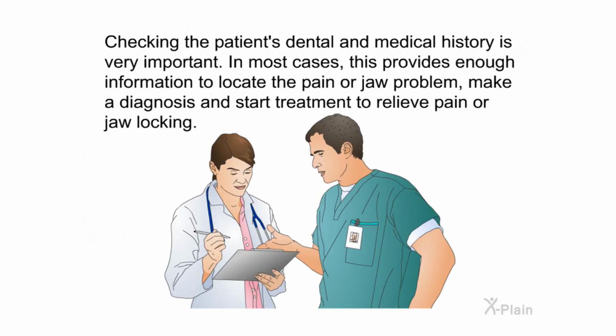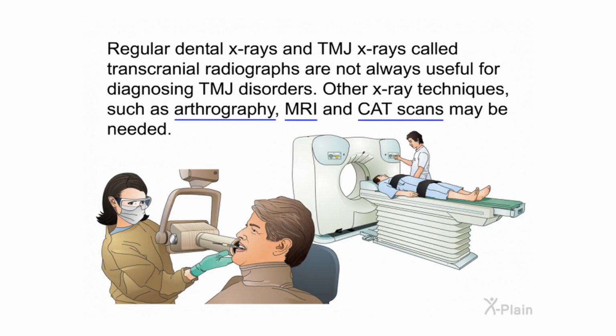Checking the patient's dental and medical history is very important. In most cases, this provides enough information to locate the pain or jaw problem, make a diagnosis, and start treatment to relieve pain or jaw locking. Regular dental X-rays and TMJ X-rays, called transcranial radiographs, are not always useful for diagnosing TMJ disorders. Other X-ray techniques, such as arthrography, MRI, and CAT scans, may be needed.